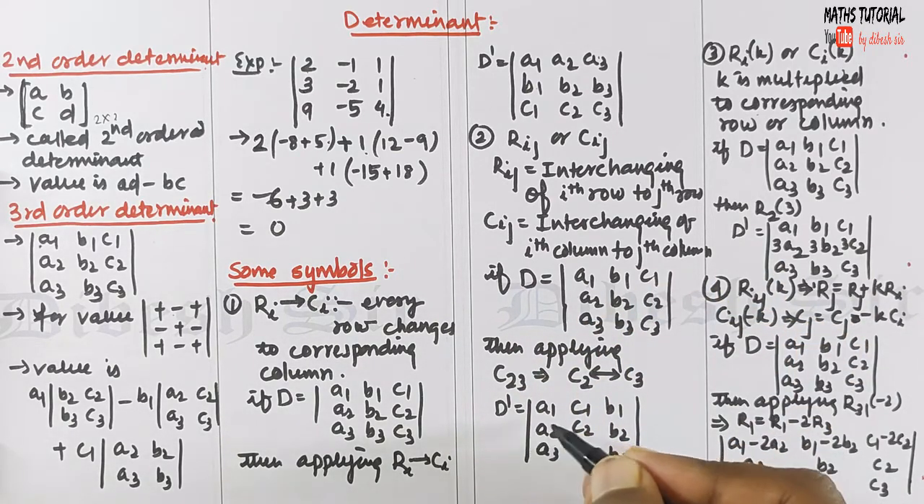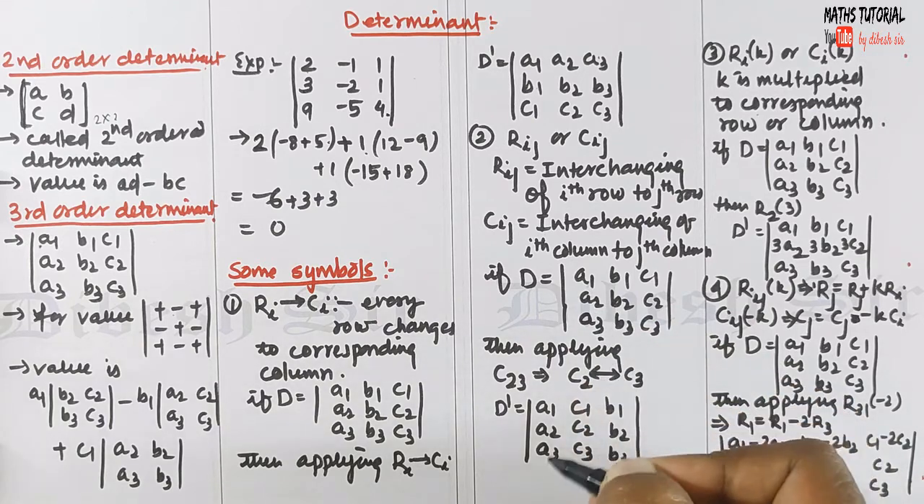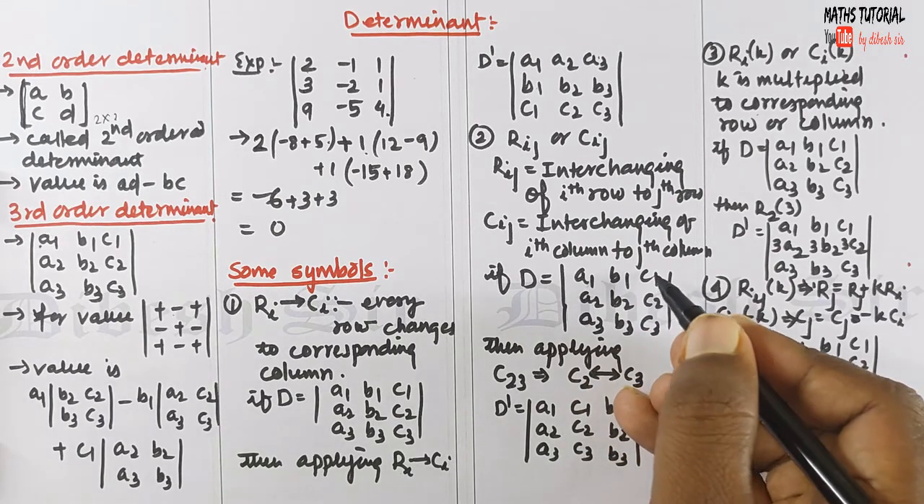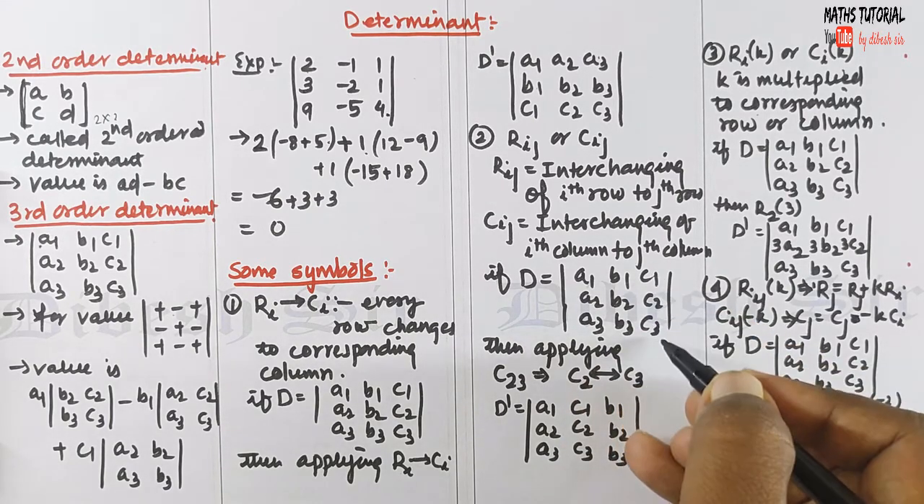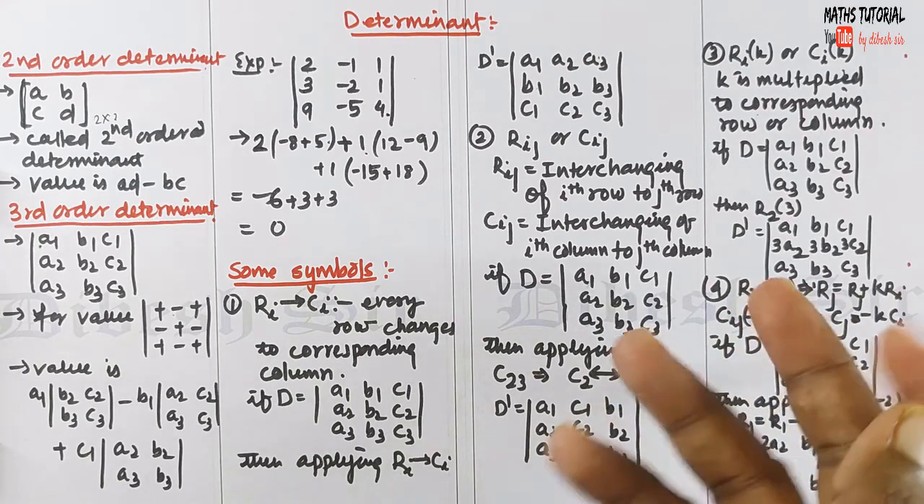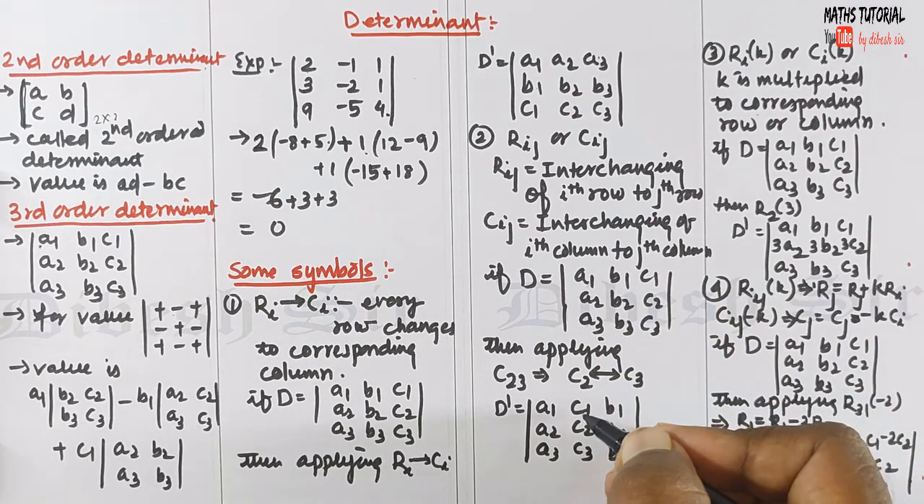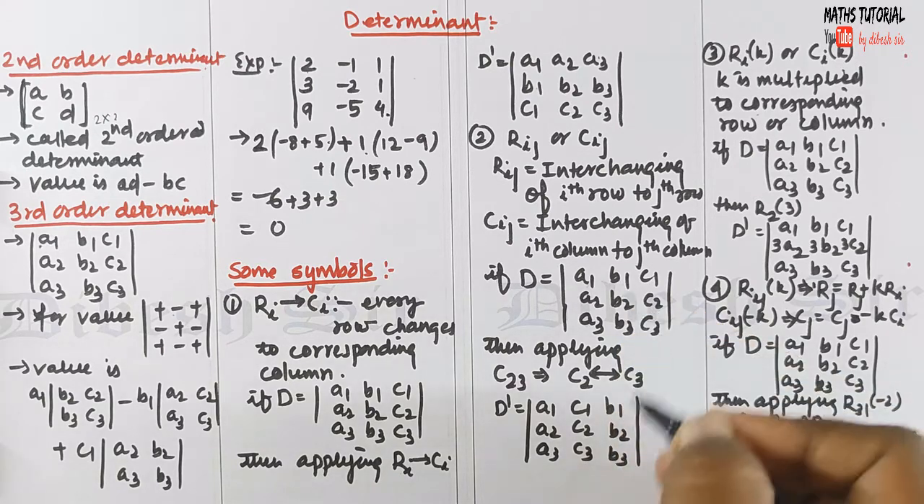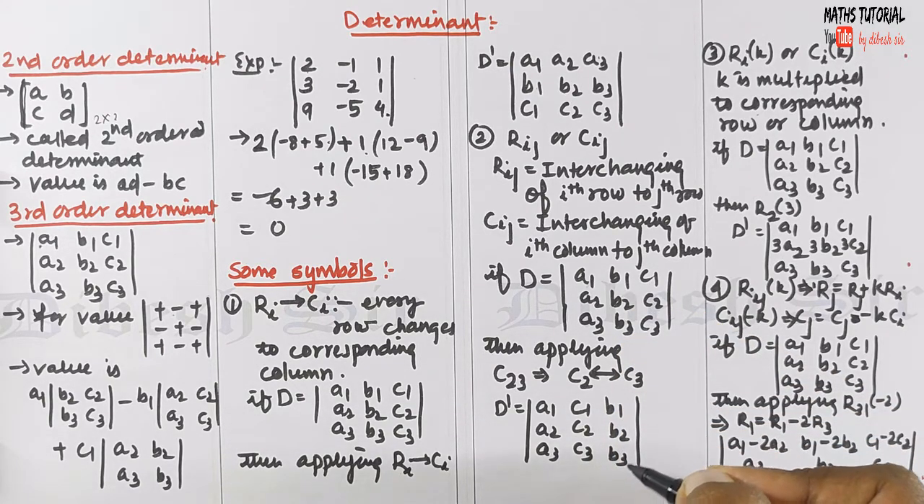That is D dash, you will get A1, A2, A3 remains as it is. This is our third column, this is our second column. It gets reversed. That is C1, C2, C3, and it is B1, B2, B3.